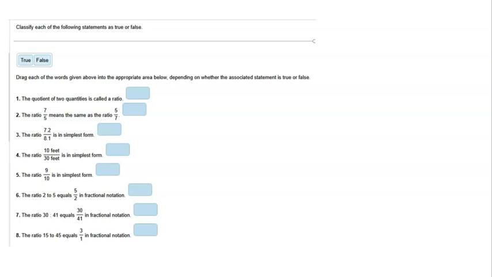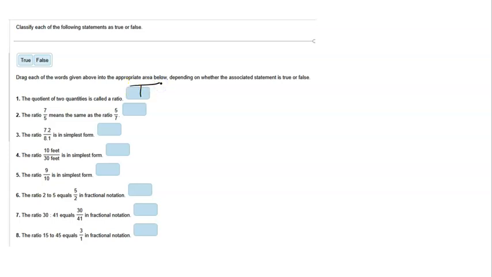So I'm going to go through every one of these questions and address whether that's true or false. When you do the problem in the homework, you drag the true or false, but I'm not really in the homework right now. I'm in a PowerPoint presentation, so I'm just going to put T or F for true and false. Number one, the quotient of two quantities is called a ratio. That is true. So quotient, usually written as a fraction. Doesn't have to be written as a fraction though, but that is a ratio. Let's try that again. So this one is true.